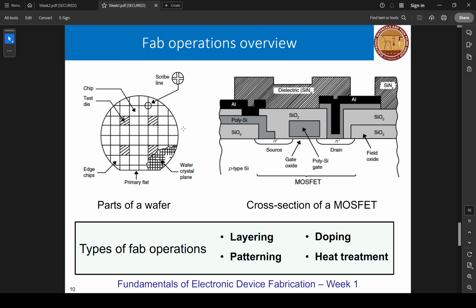This scribe line denotes where exactly the wafer would be cut, and when the wafer is cut, some portion of the wafer is lost during cutting at the edges. So they take care of everything.